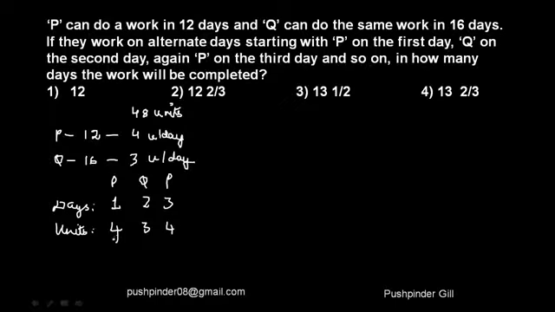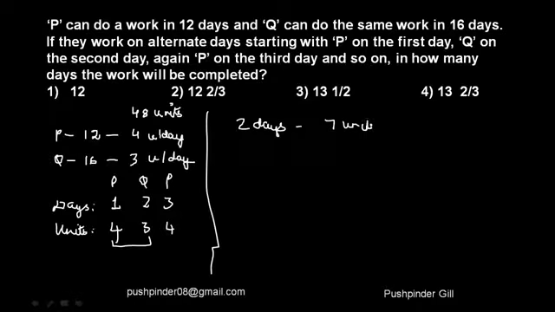That means this cycle is going to repeat itself all the time, which means that every 2 days, 7 units are going to be finished. So till now it's pretty basic stuff. Now what do I have to do? Don't apply the unitary method because every day has a different value. It's not consistently organized.